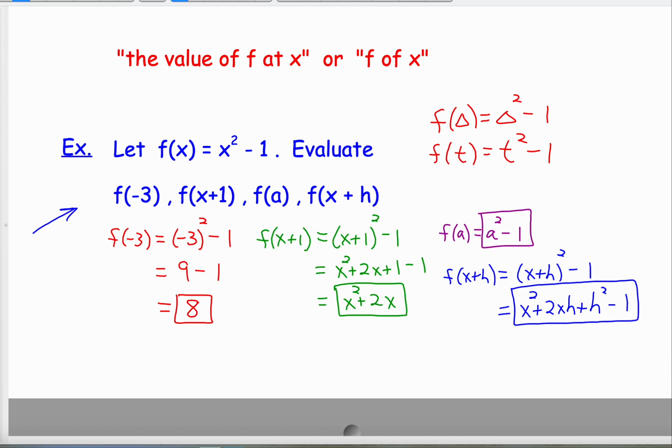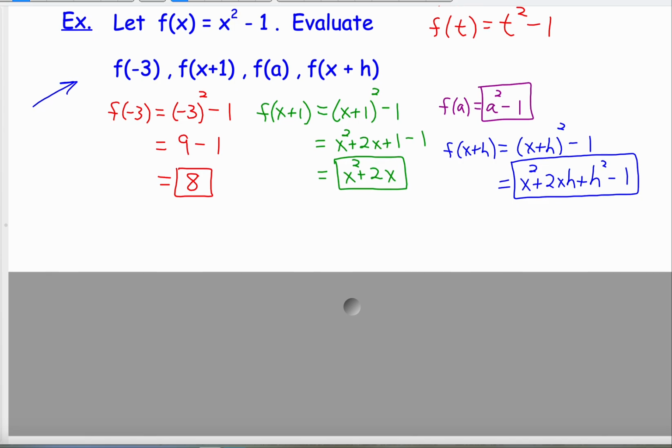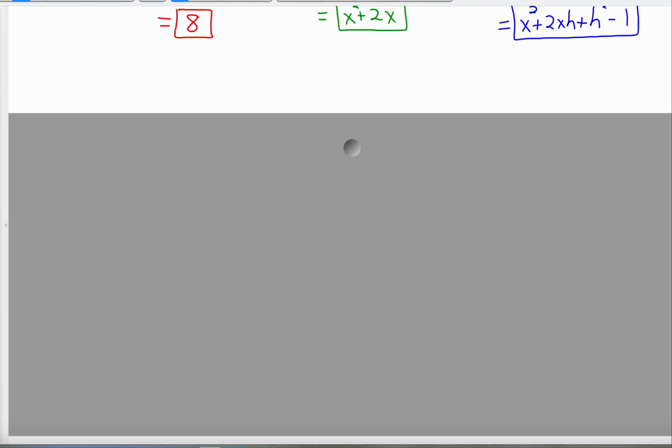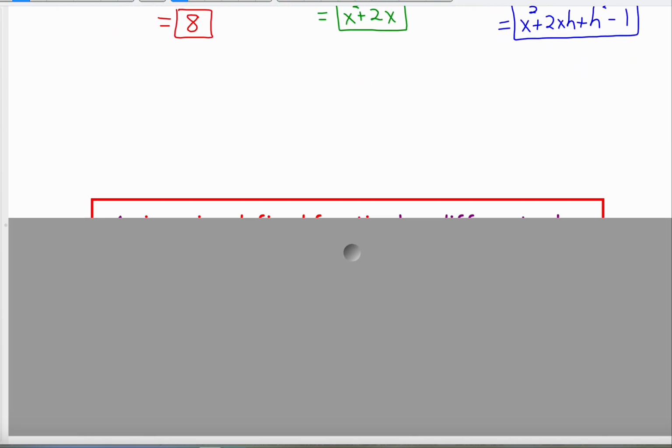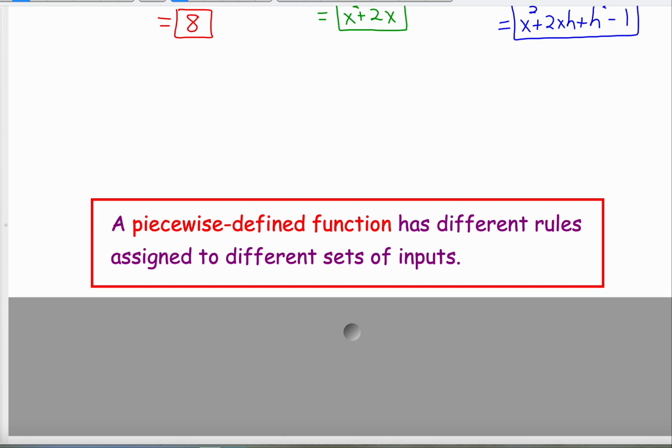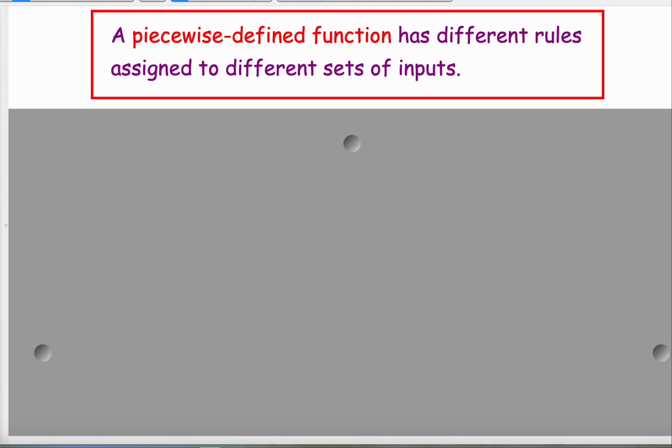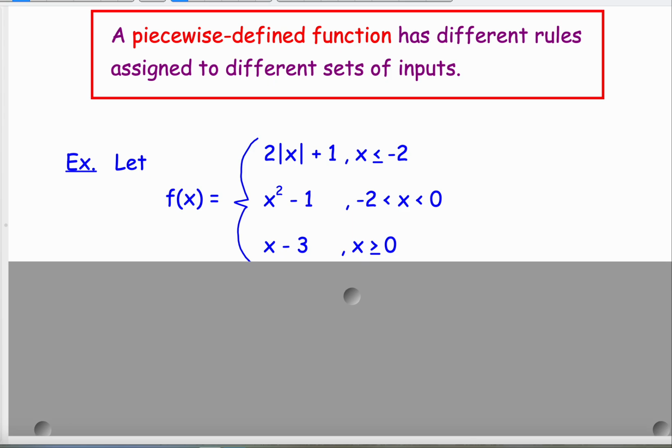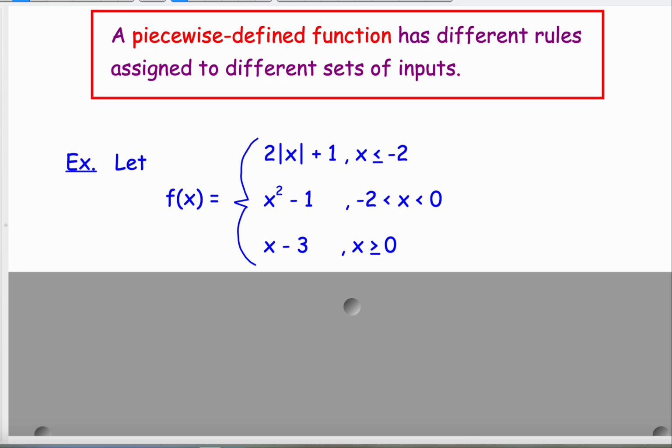Okay? A specific type of function that'll start showing up a lot of times in some real applications is piecewise functions. A piecewise defined function has different rules assigned based on the values of the inputs. So, for example, here's a piecewise function. And it has 3 pieces. And everything is based on the values of the input.